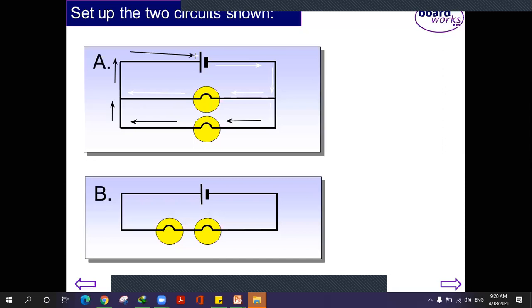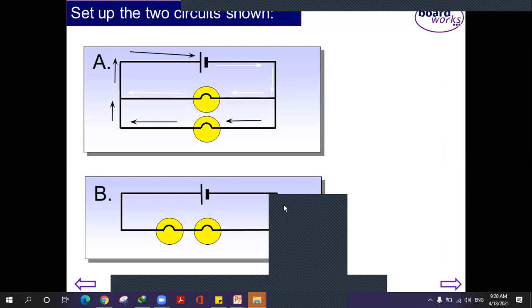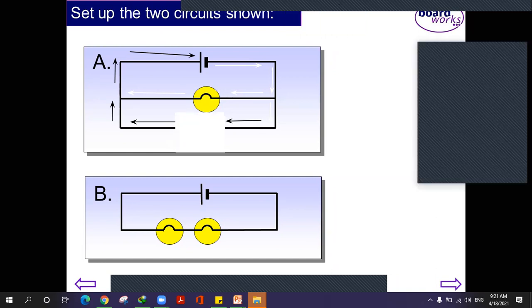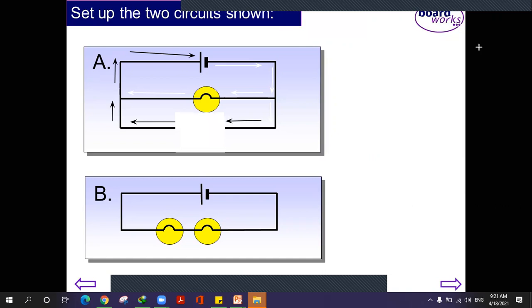Now I want you to imagine if one of the bulbs was broken down. This one down there, it was broken down. The other one will still light up. What do you think will happen? Yes, the other one will keep on lighting, because electricity still has a path to move through.